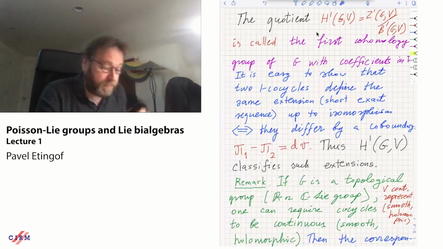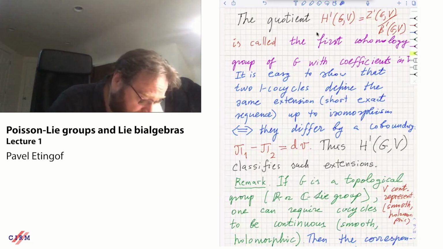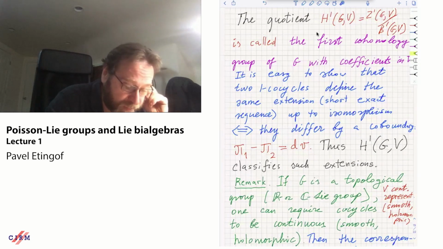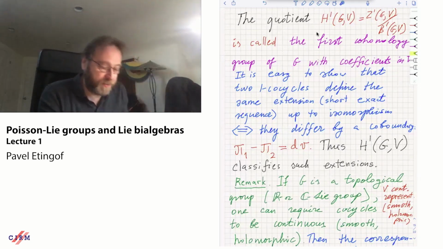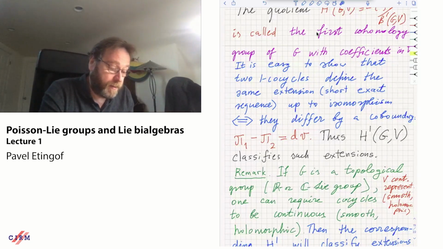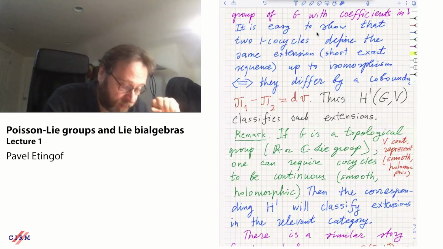And well, I described that for abstract groups G, but you can do the same thing for topological groups if V is a continuous representation, or for Lie groups if it is a smooth representation, or for complex Lie groups if it's a holomorphic representation. And in this case, we just say the same words, but we have to require that cocycles have the corresponding regularity. And so then the corresponding group H1 classifies extensions in the relevant category.